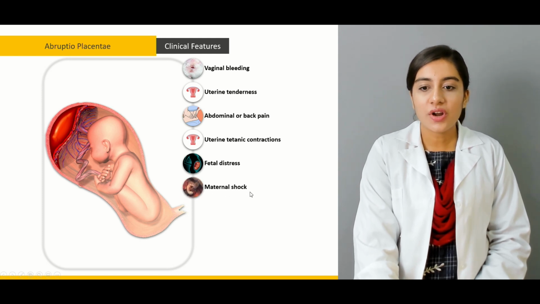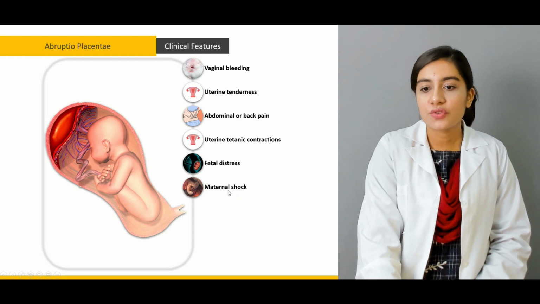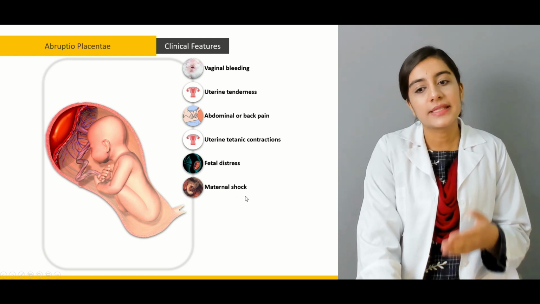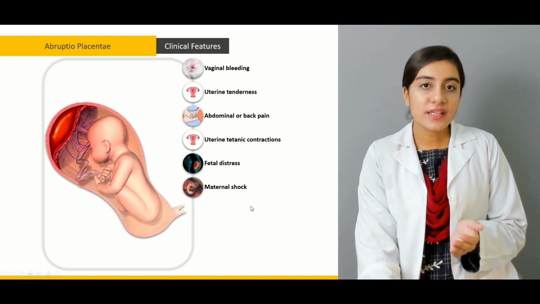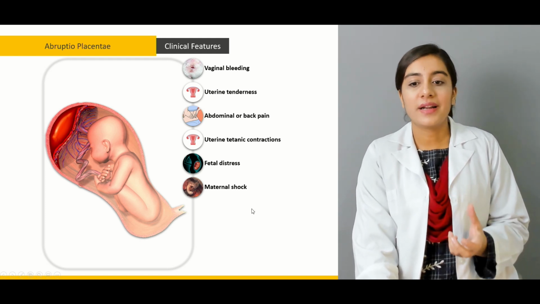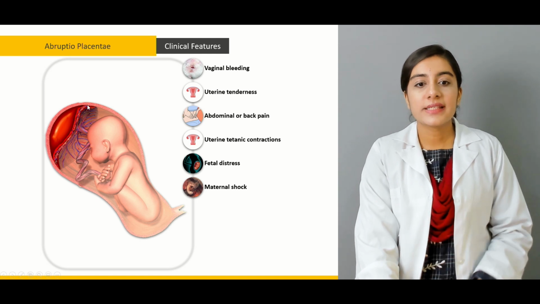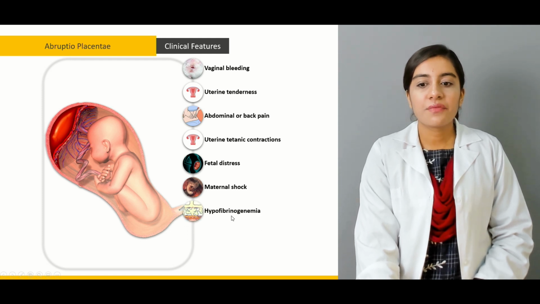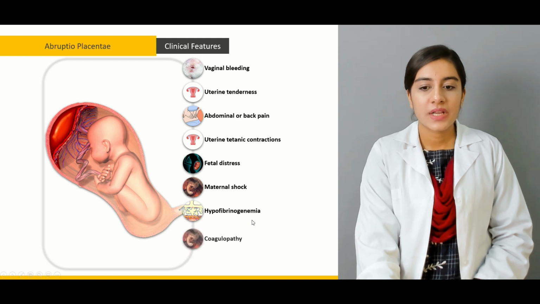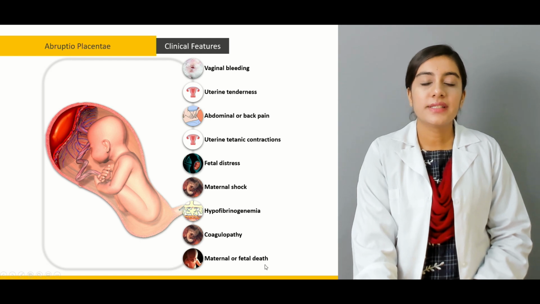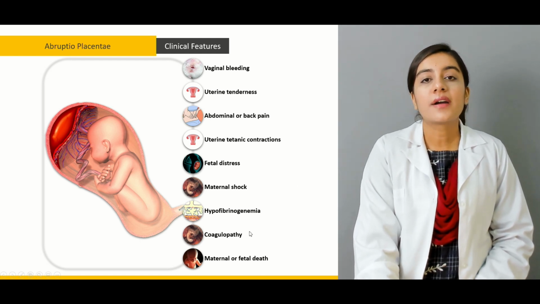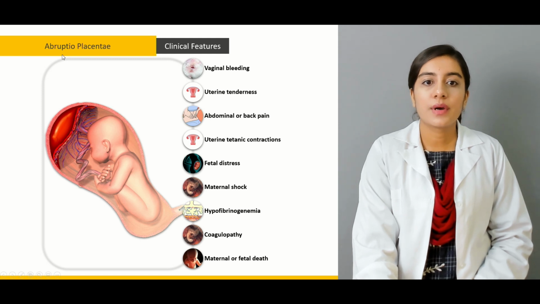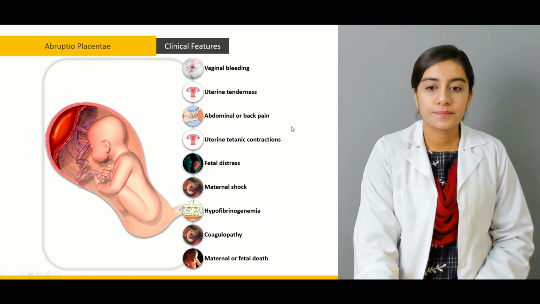Maternal shock. Shock happens because of hypovolemia. So the type of shock taking place over here is hypovolemic shock. That is because a large amount of blood has been lost because of this process taking place over here. Then we have hypofibrinogenemia, coagulopathy, and maternal and fetal death. So all of these are the clinical features when we talk about abruptio placentae.